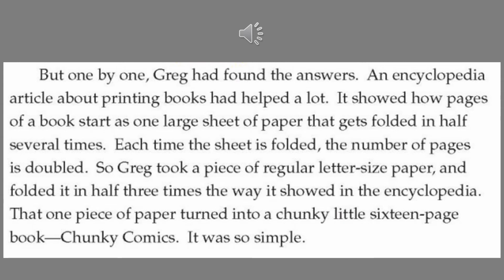One by one, Greg had found the answers. An encyclopedia article about printing books had helped a lot. It showed how pages of a book start as one large sheet of paper that gets folded in half several times. Each time the sheet is folded, the number of pages is doubled. So Greg took a piece of regular letter-sized paper and folded it in half 3 times the way it showed in the encyclopedia. That one piece of paper turned into a chunky little 16-page book, Chunky Comics. It was so simple.